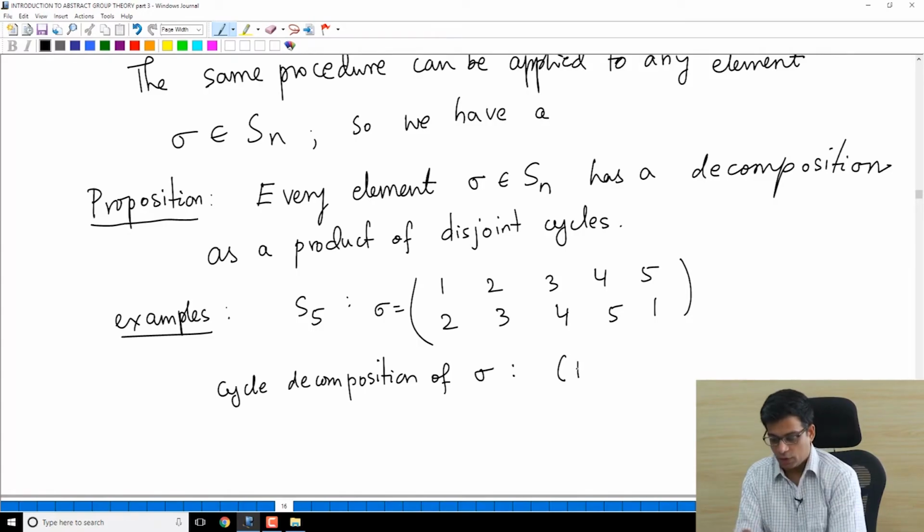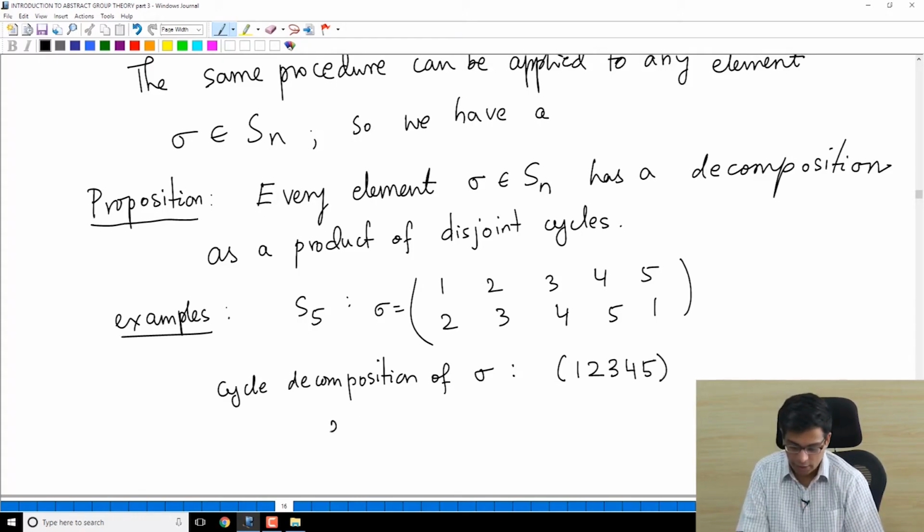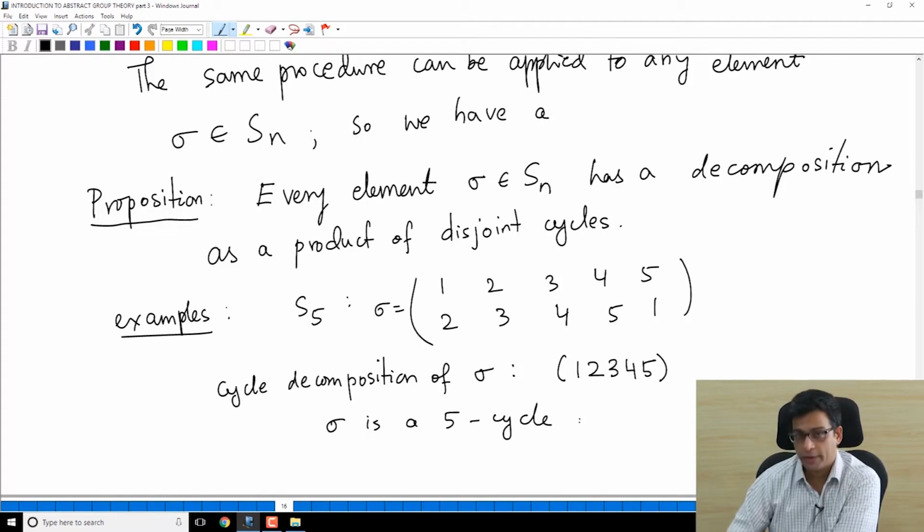So as I said, start with 1. See where it goes. It goes to 2. 2 goes to 3. 3 goes to 4. 4 goes to 5. 5 goes to 1. So sigma is a 5 cycle, right? So that's all. Because you have exhausted all the indices, there is no further cycle.